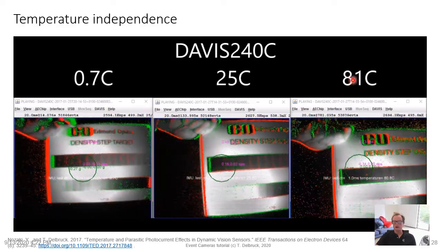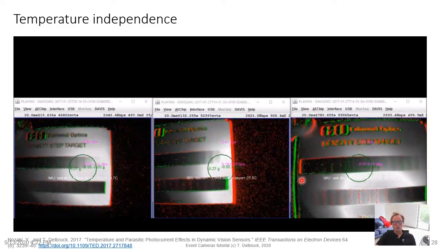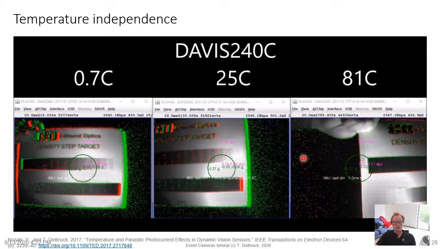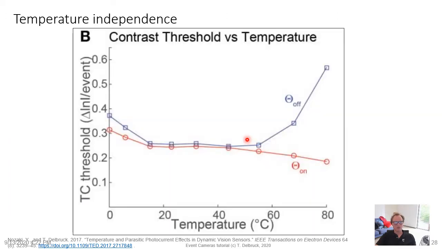The only thing you can see perhaps is at the highest temperature, 81 degrees, you can see more background activity, more leak event activity. But basically the response hardly changes with temperature at all, and that's demonstrated in these curves that are reported in this paper, a Transactions on Electron Devices paper, which shows the temporal contrast threshold in delta log intensity per event. So it's around 0.3 delta log intensity, so that's a contrast threshold around 25%. It is independent of temperature over this large temperature range from 0 to 60 degrees. And it does go up as the temperature gets really high for off events because of the increased leak current through this junction leakage diode.